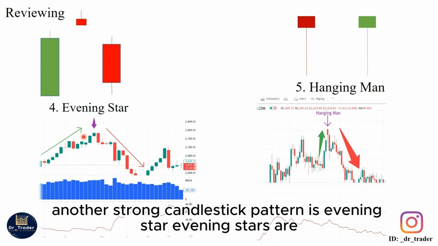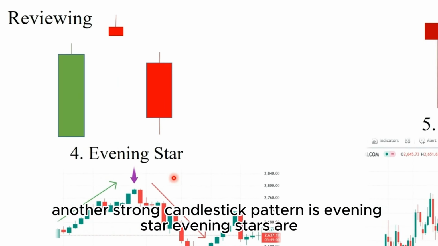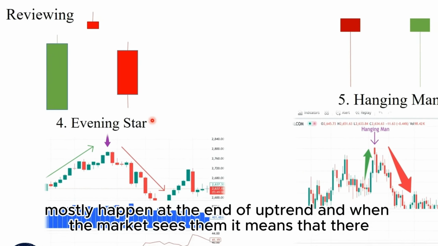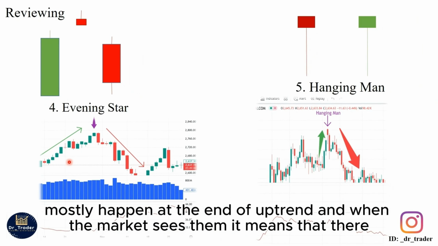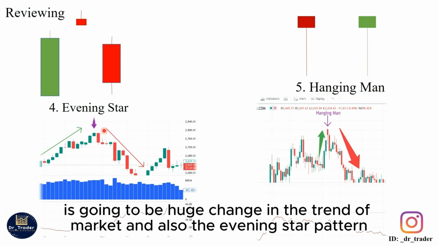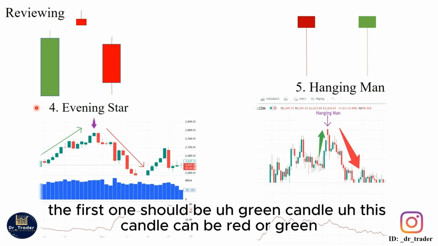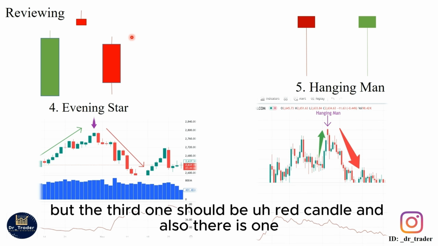Another strong candlestick pattern is the evening star. Evening stars mostly happen at the end of an uptrend, and when the market sees them, it means that there is going to be a huge change in the trend of the market. And also the evening star pattern is comprised of three candles. The first one should be a green candle. The second candle can be red or green, but the third one should be a red candle.